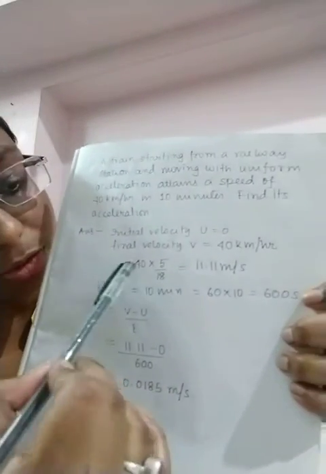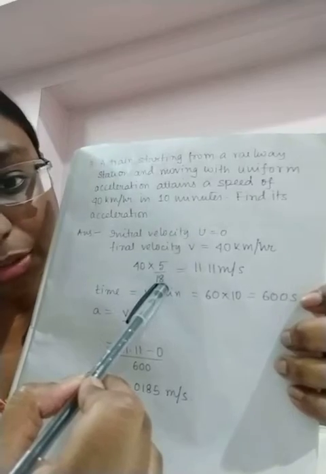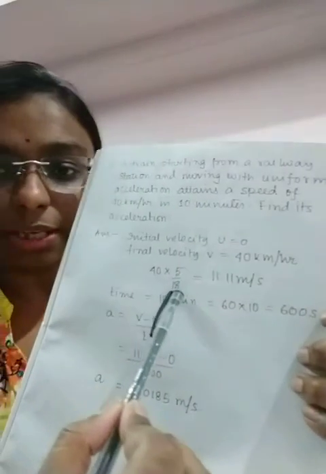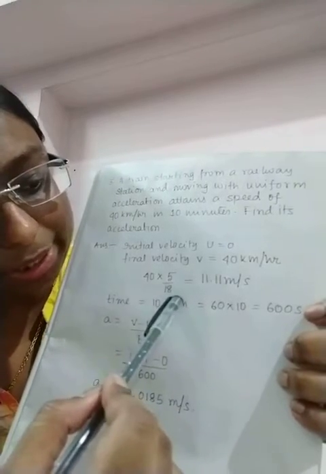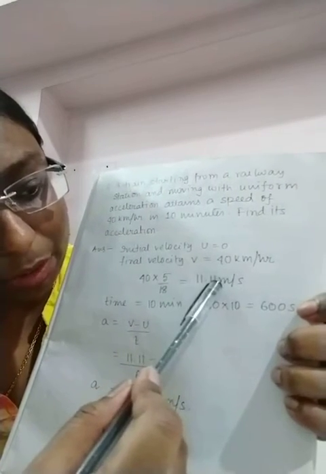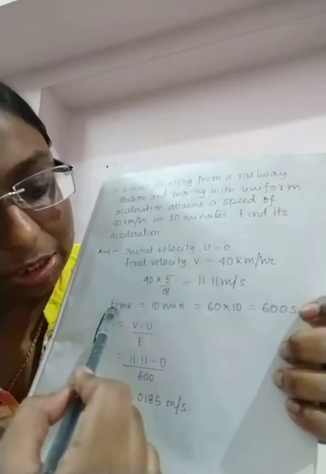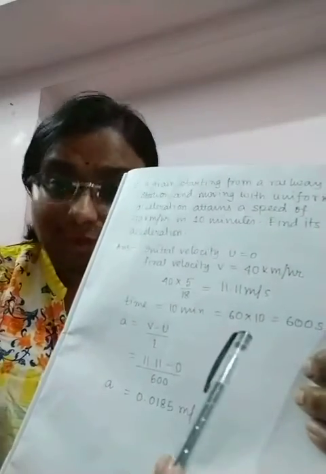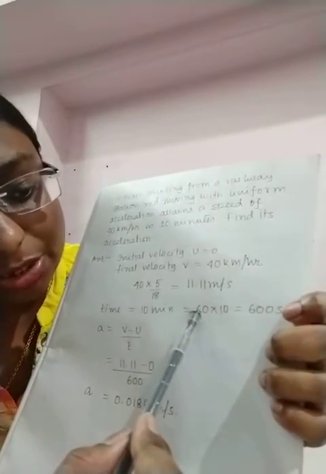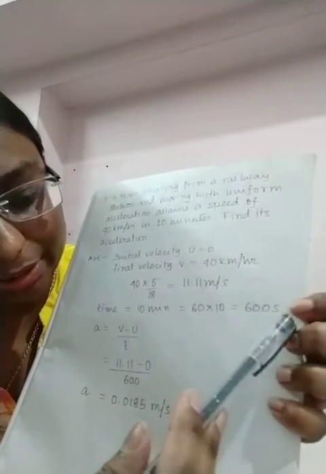Now here you have to convert kilometer per hour to meter per second. So how to do that? 40 into 5 by 18. To convert kilometer per hour to meter per second, we have to multiply by 5 by 18. So 40 into 5 by 18, we are getting 11.11 meter per second. Now the time is 10 minutes. We have to convert it again into seconds. So 60 into 10, that is 600 seconds.